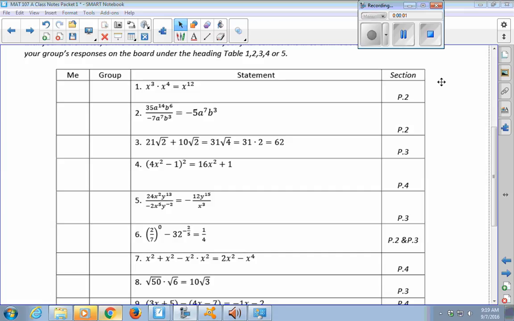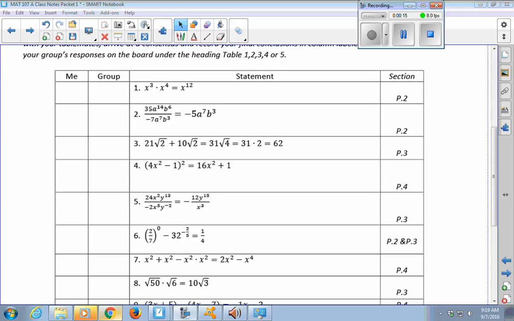So it looks like around the room that every table has agreed that the first one is not one that you agree with. And that's because when we multiply with like bases, in this case, we have like bases. X is the base. We keep the base the same. We never do anything with the base except for to just record what the base is, and we add the exponent. So this is 3 plus 4, which is x to the 7th. So everybody was okay with that.